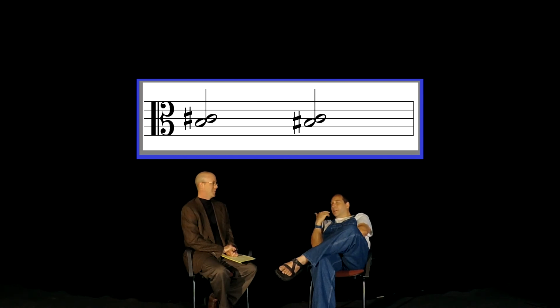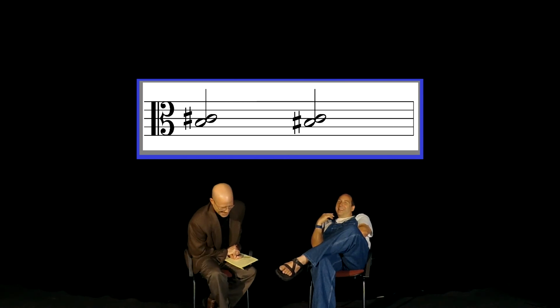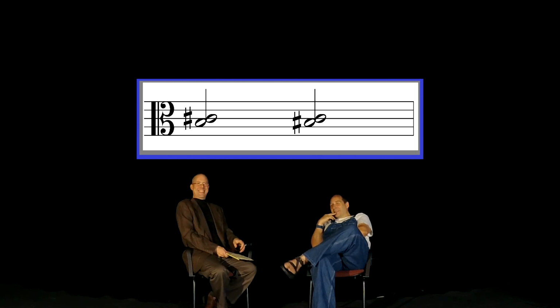Correct. Although B sharp and C played together, maybe that's a bad example. It is not something composers would normally do. I think it's a good example. It just isn't one that you're ever going to find. I think it works. Okay.